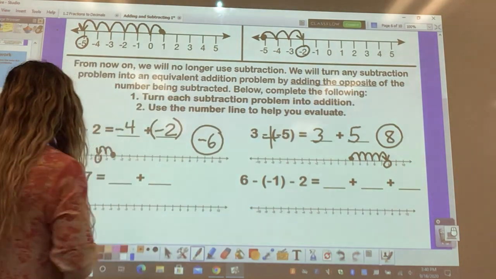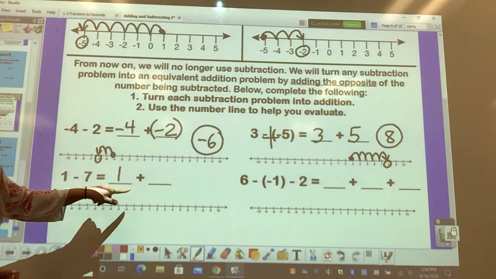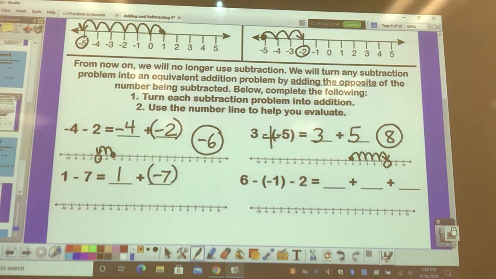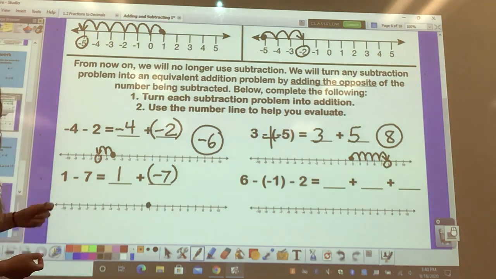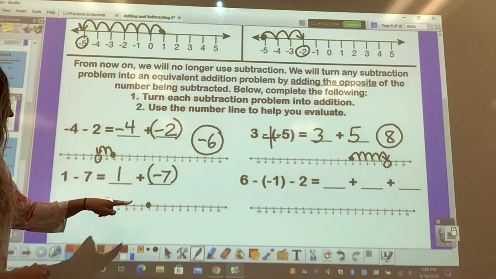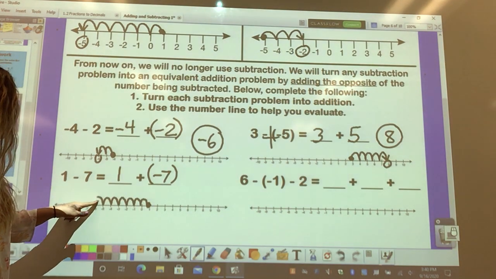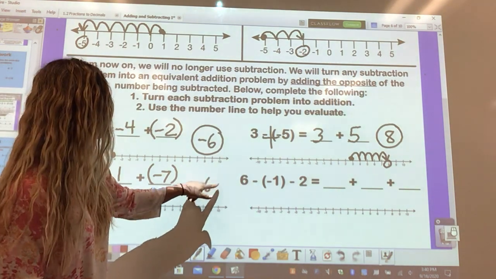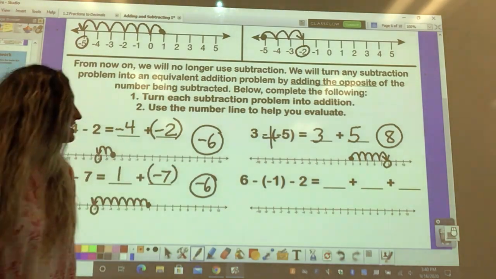Let's go down here. 1 minus 7 is the same as 1 plus negative 7. So in either one of these, we would start at 1 and move to the left 7. 1, 2, 3, 4, 5, 6, 7, taking us to negative 6. That's just a coincidence there.